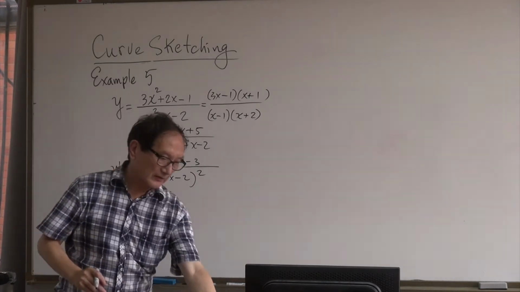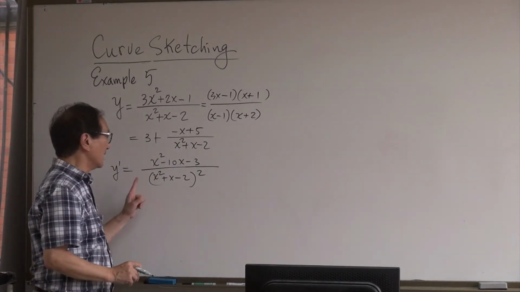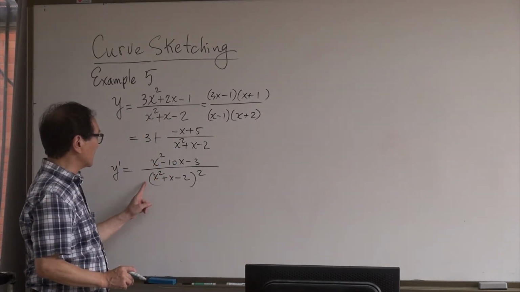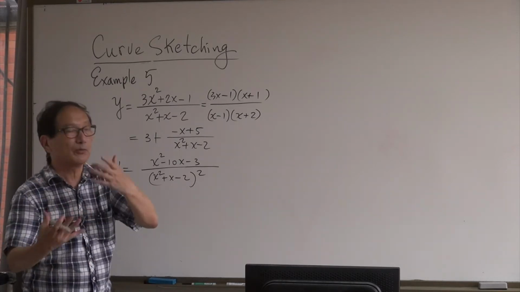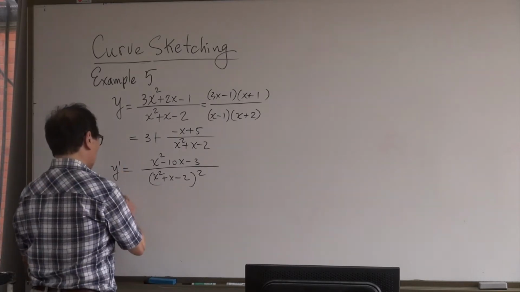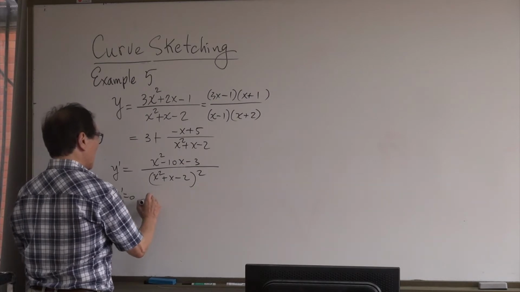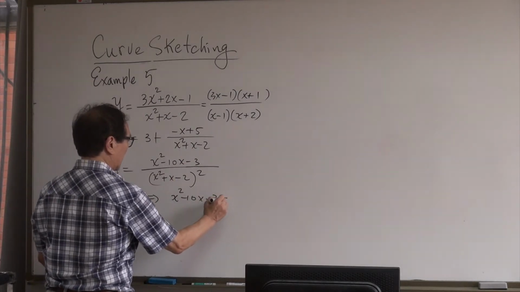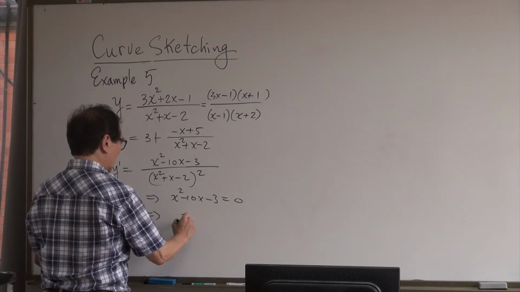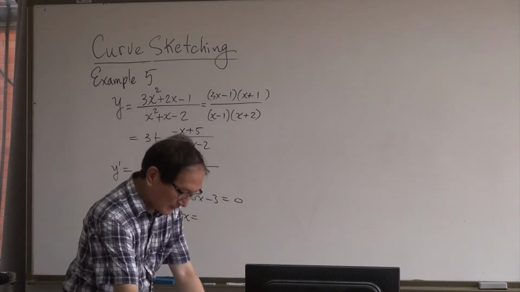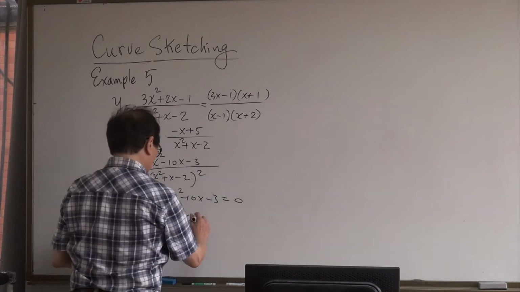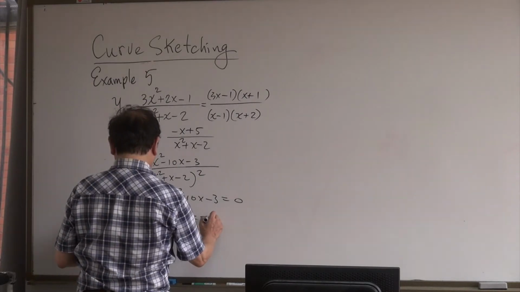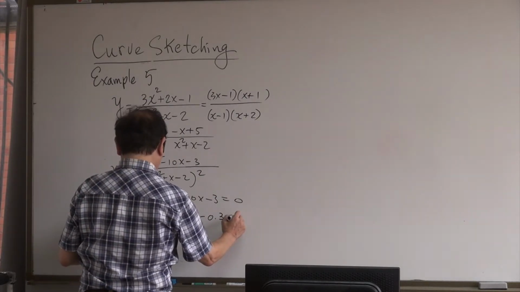I'll repeat again, the purpose of differentiating this one is that we try to get the maximum or minimum point. And we know that this one equal to 0 means x squared minus 10x minus 3 equals 0. So from which x equals negative 0.3 and positive 10.3.